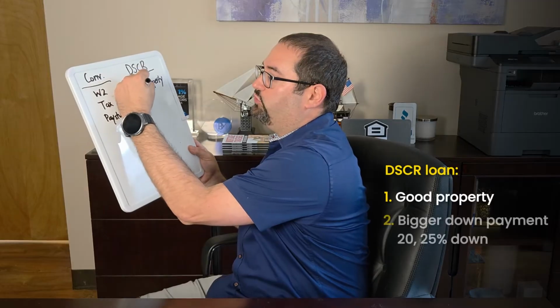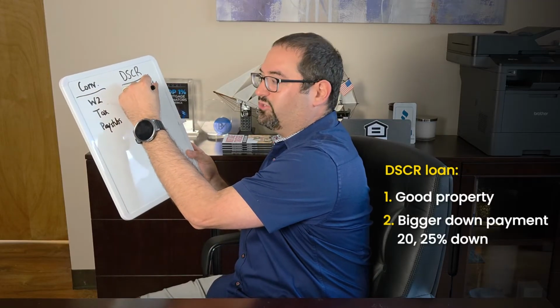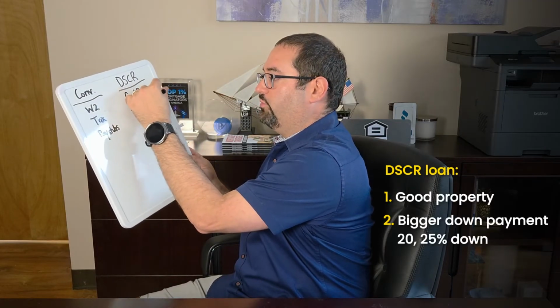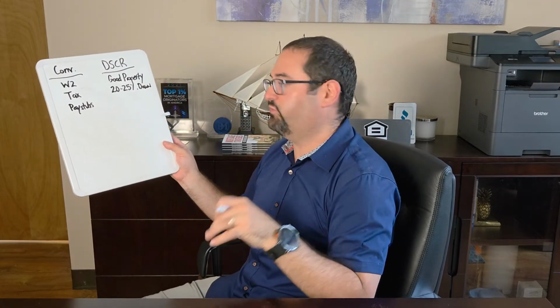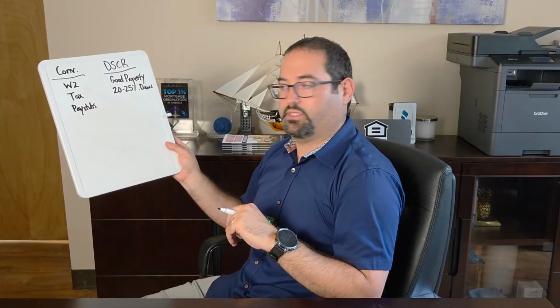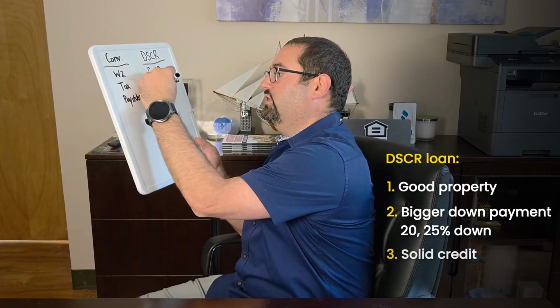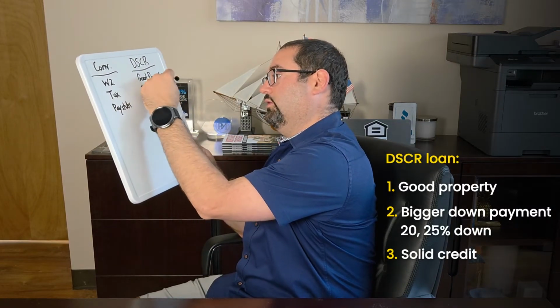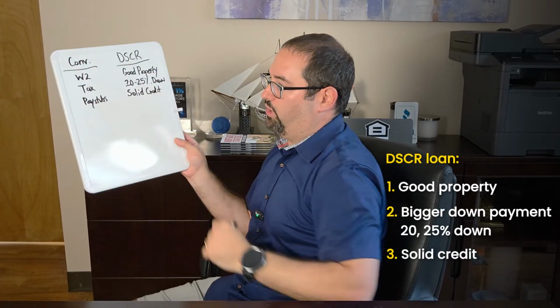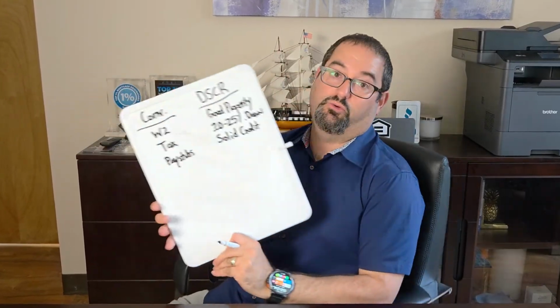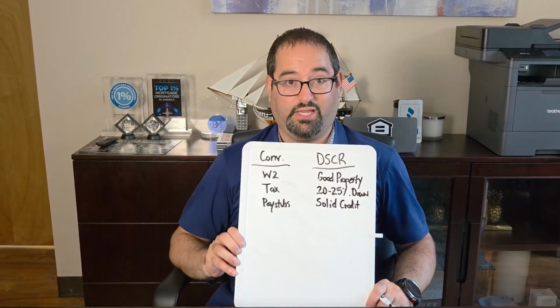Now with DSCR, you do need a bigger down payment. So you're talking about generally 20, 25% down. There are certain cases where you can get 15% down, but for most investors, 20 to 25% down. And lastly, you need solid credit for a DSCR loan. And we're talking about 640 or higher credit. The better credit you have, the better terms that you're going to get on the loan.